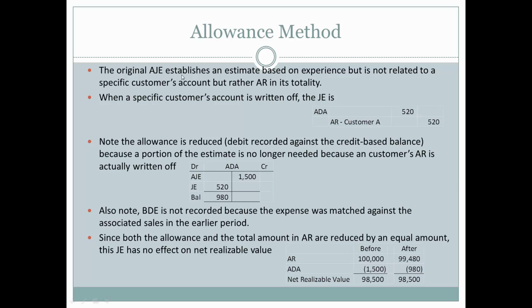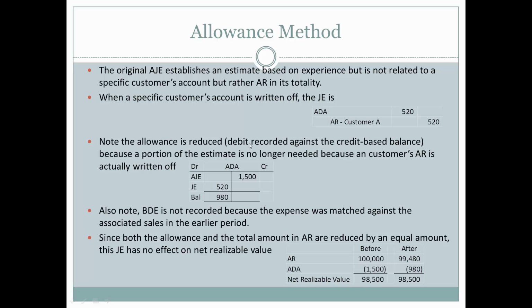The original adjusting journal entry established an estimate based upon experience but is not related to a specific customer's account, but rather accounts receivable in its totality. When a specific customer's account is subsequently written off because it actually did go bad, the journal entry is: allowance for doubtful accounts, $520; accounts receivable for customer A, $520. Note, the allowance is reduced. The debit is recorded against the credit-based balance.